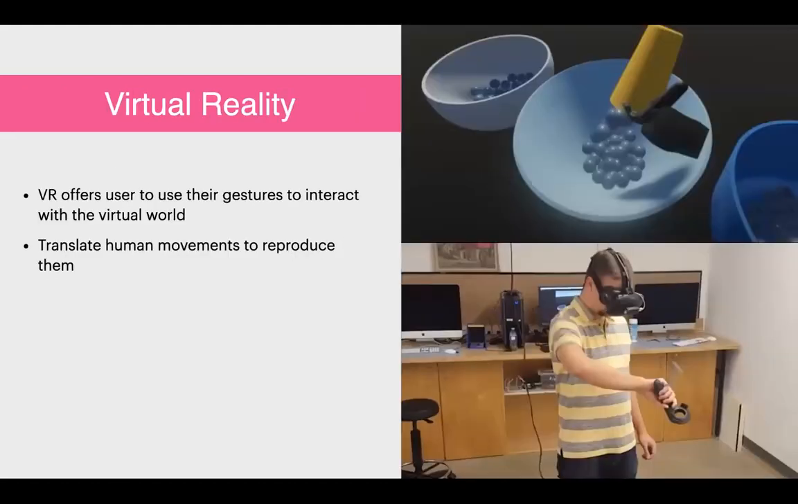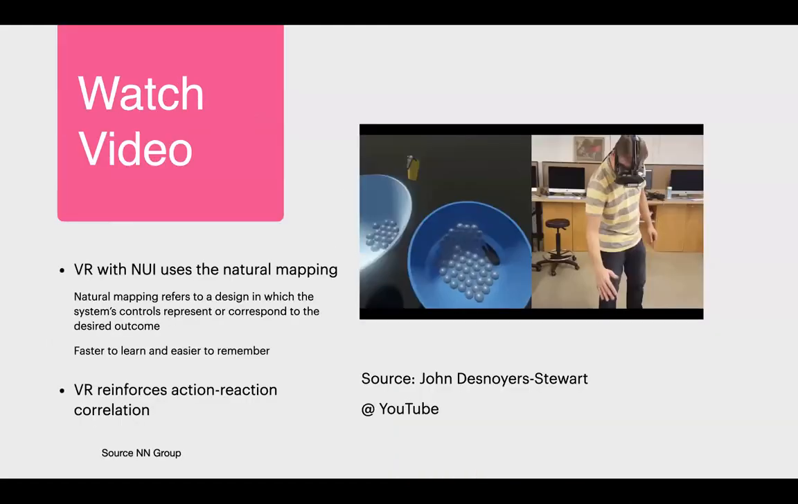Virtual reality. VR lets users use their gestures to interact with the virtual world and translates human movements into VR, mimicking the way that we interact with objects. So let's take a look at the examples of VR and NUI cases.